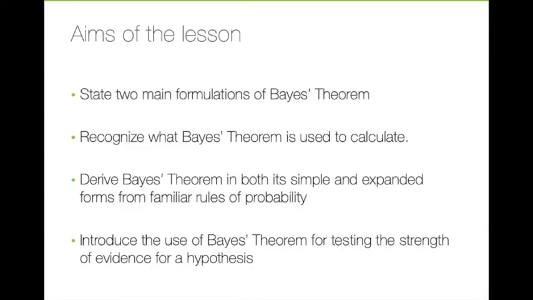So in this lesson, we'll state two main formulations of Bayes' theorem, one towards the beginning and one at the end. You should be able to recognize what Bayes' theorem is used to calculate, a conditional probability. You should be able to derive Bayes' theorem in both its simple and expanded forms from the familiar rules of probability, and we'll cover that. And the video will also introduce the use of Bayes' theorem for testing the strength of evidence for a hypothesis. And that should give you a sense of the significance of this theorem.